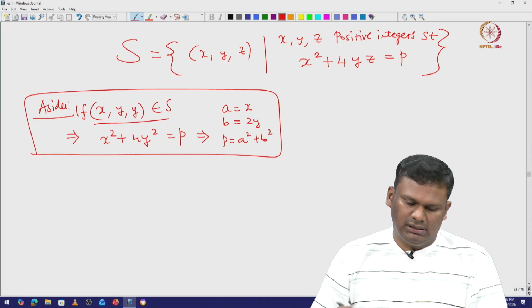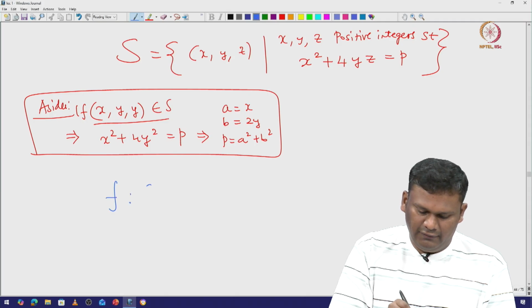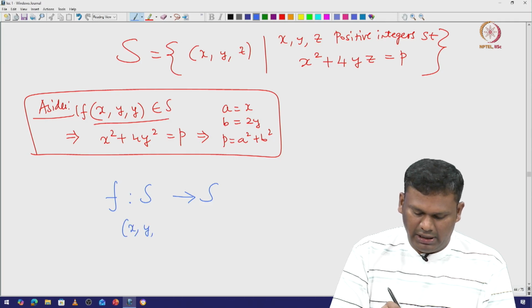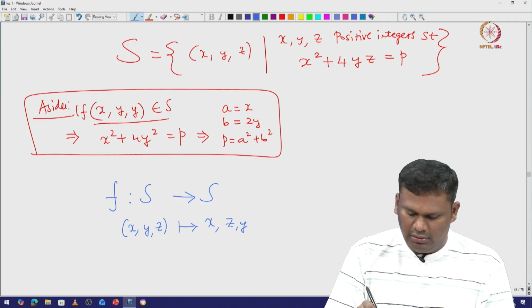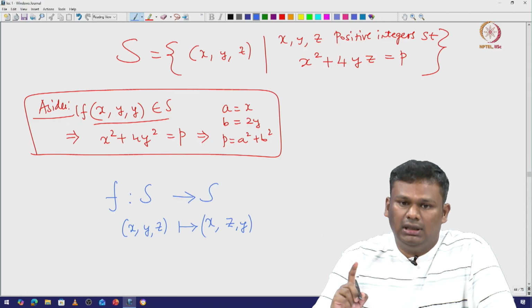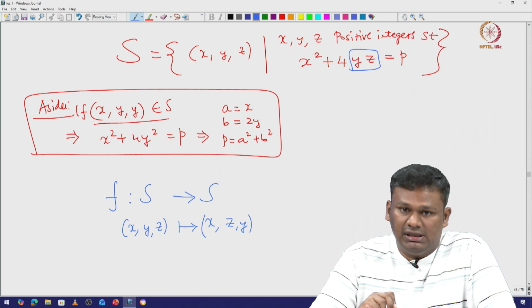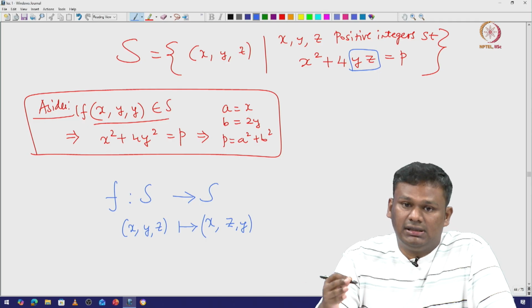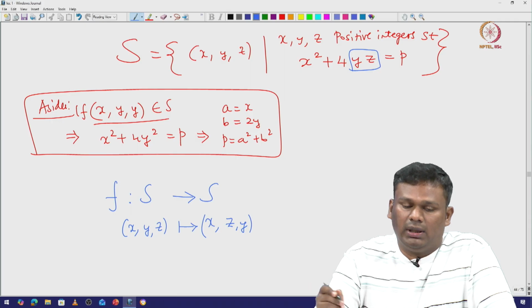But how do I get something like that? So, if you think about it, I can look at this involution f from S to S, where I just take this (x, y, z) and then send it to (x, z, y). I just switch the last two coordinates. Note that this 4 times yz appears in this sum, so switching y and z is not going to change the definition of this tuple. So, there is this natural involution which takes (x, y, z) to (x, z, y).